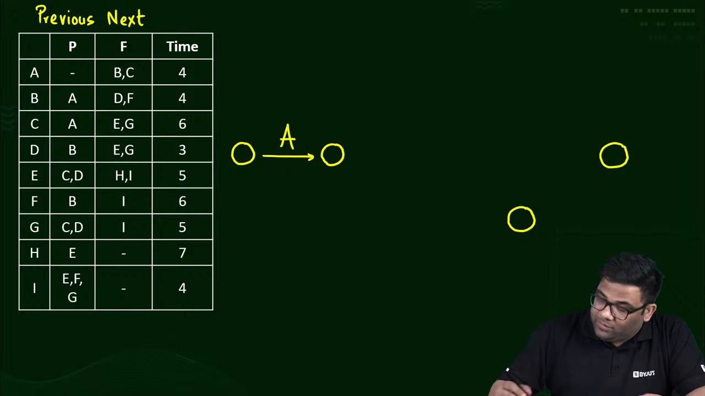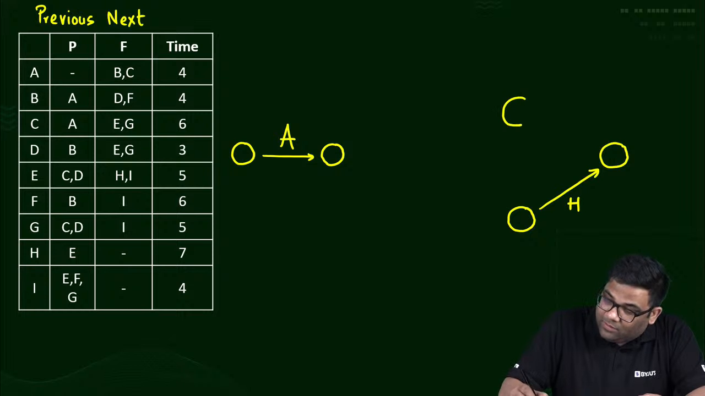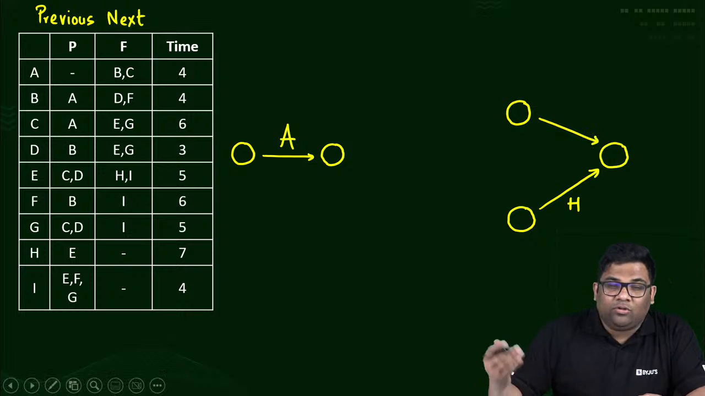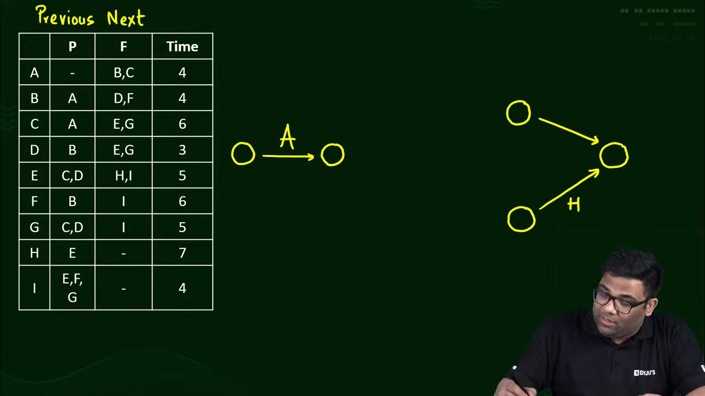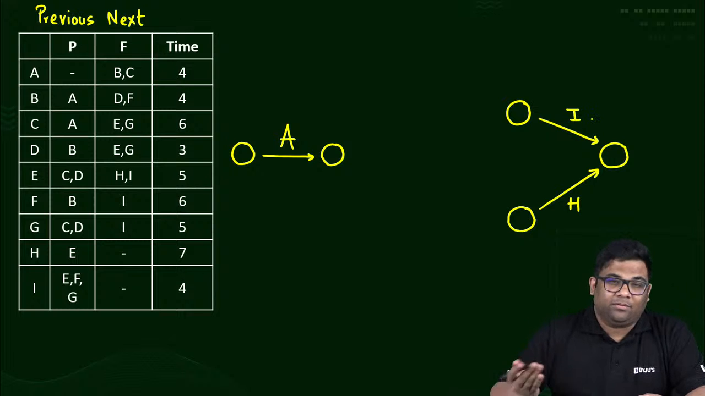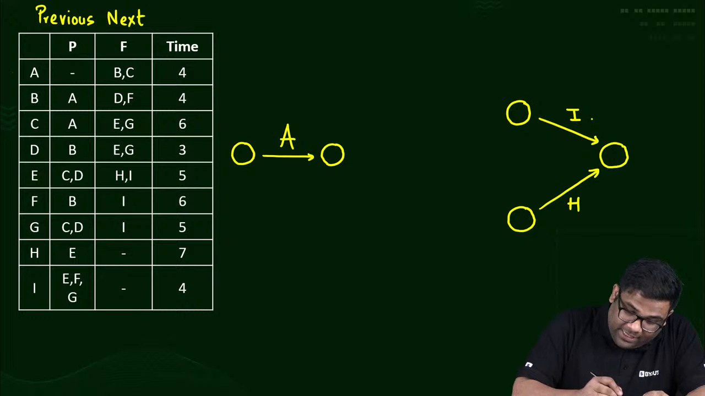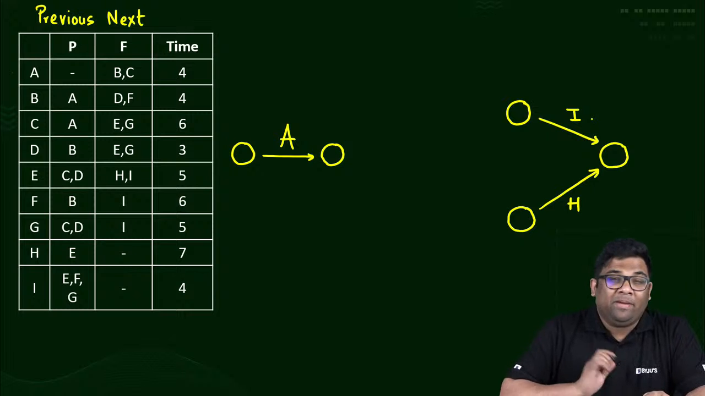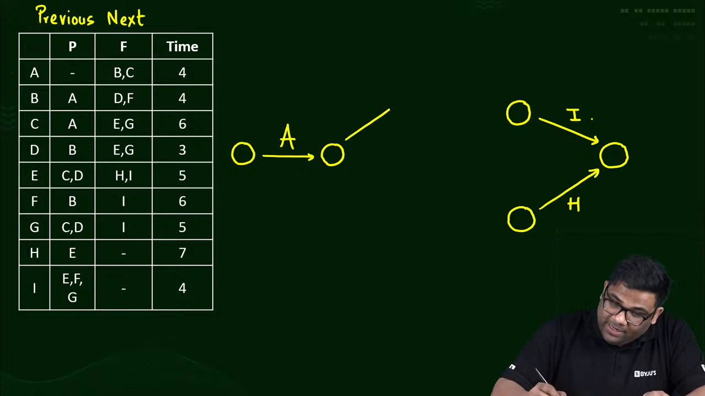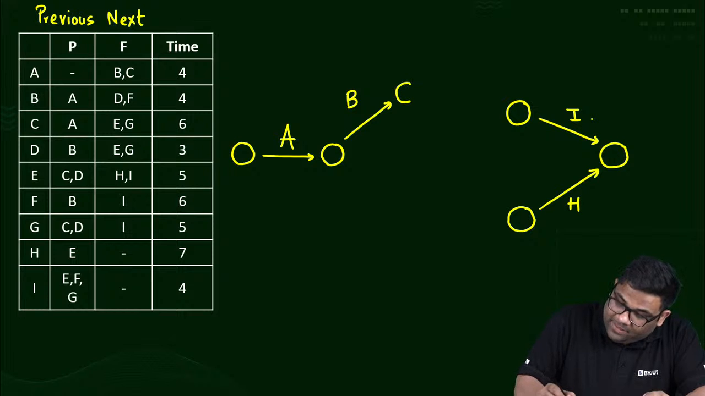So some kind of intelligence you have to use in this manner. First of all, decide the first one and the last one. How do you decide? The one which has no preceding is the first one, and the one which has no next or no following is the last one. So A, and H and I. Then A is followed by B and C, so we'll draw B here, and then C here.